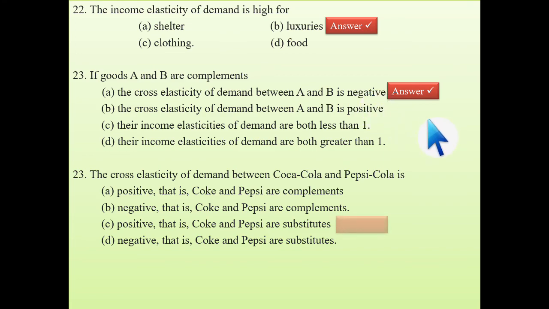Next question. The cross elasticity of demand between Coca-Cola and Pepsi. See, Coca-Cola and Pepsi-Cola, they are substitutes. So here what happens? The answer is the cross elasticity will be positive because they are substitutes. Always remember, because it is a very important question for the JRF and other competitive exams. The cross elasticity is negative for the complements and positive for the substitutes.